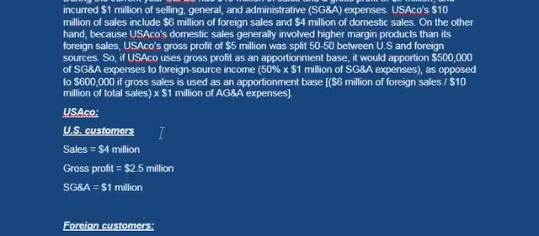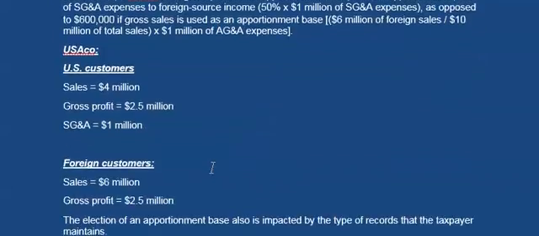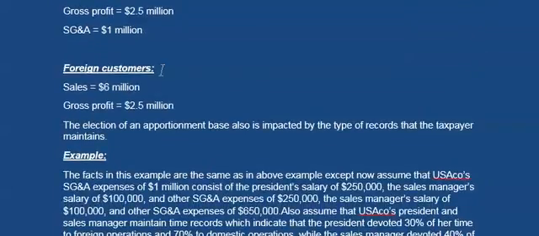USACO: domestic customers sales equals $4 million. Gross profit is $2.5 million. SG&A is $1 million. Foreign customers sales is $6 million. Gross profit is 2.5 million.